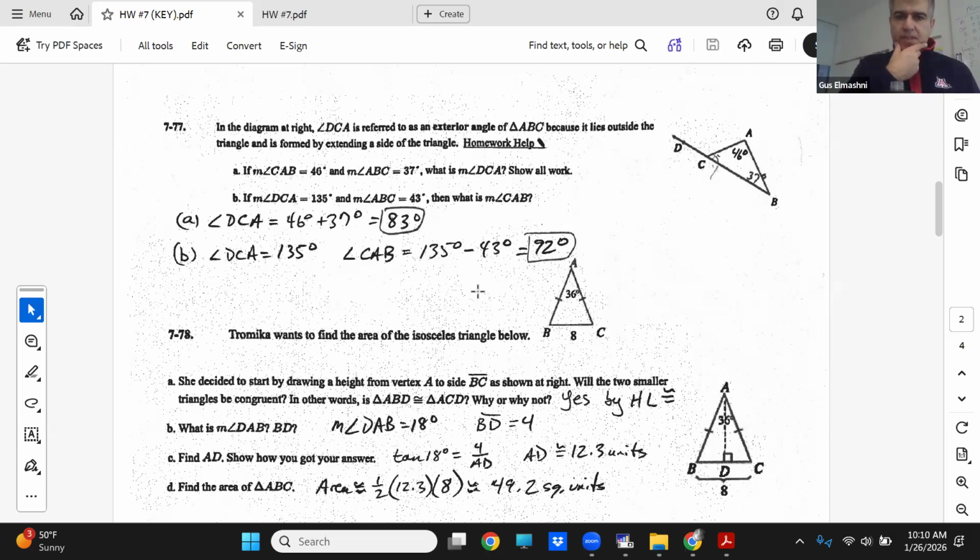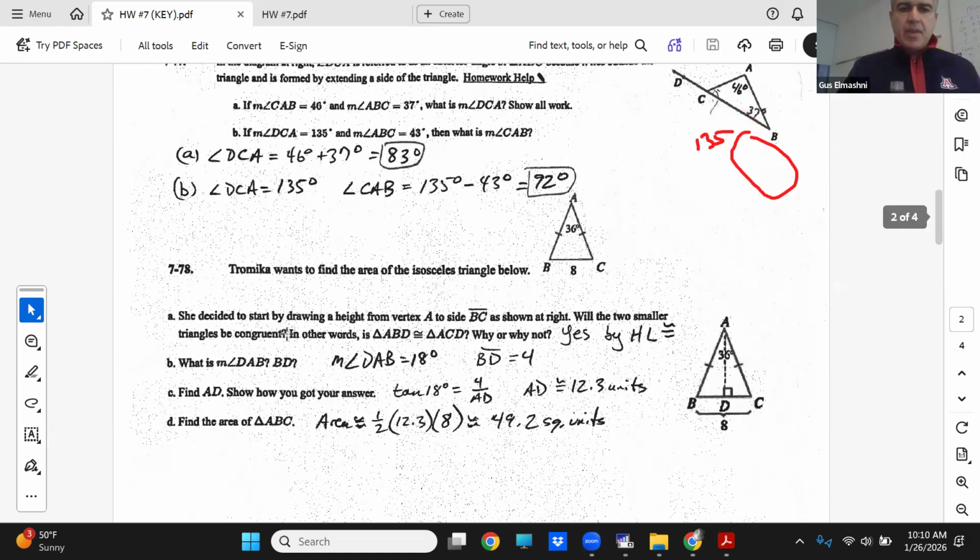DCA is 135. Oh yeah, so if that's 45, you can just do this. Yeah, duh. If that's 135, it's going to add up to these two again, right? We know that. So there you go.